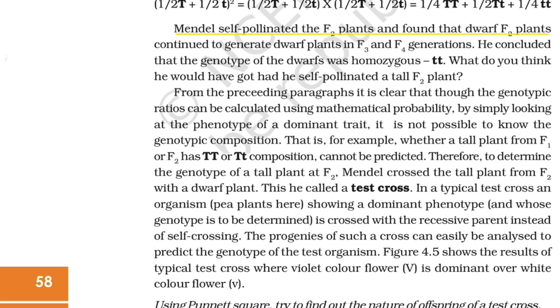Mendel self-pollinated the F2 plants and found that dwarf F2 plants continued to generate dwarf plants in F3 and F4 generations. He concluded that the genotype of dwarf was homozygous tt. What do you think he would have got had he self-pollinated a tall F2 plant?